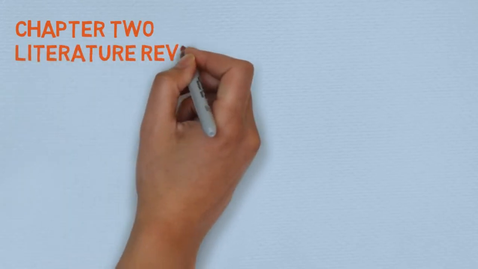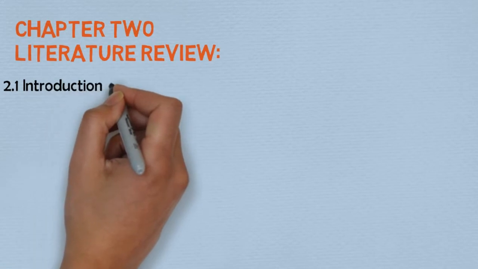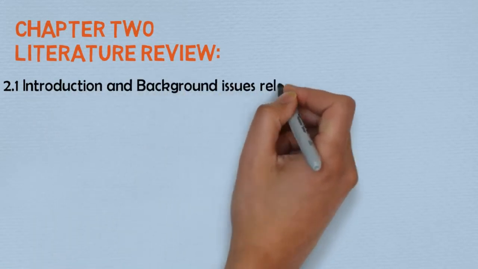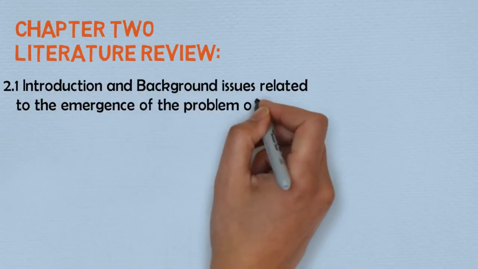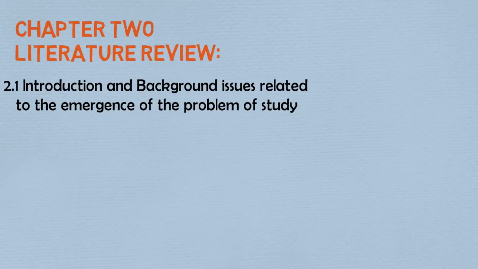In Chapter 2, we have the literature review. The literature review needs to be reorganized to adequately articulate the important themes of the problem phenomenon. Under the literature review, we have the introduction and background issue related to the emergence of the problem of the study. To develop these, use the narrative of the background to the study and problem statement to begin this review. This should be summarized in not more than 200 words.